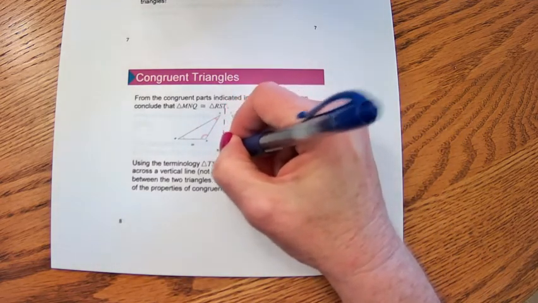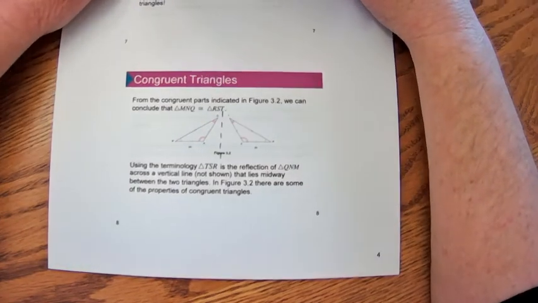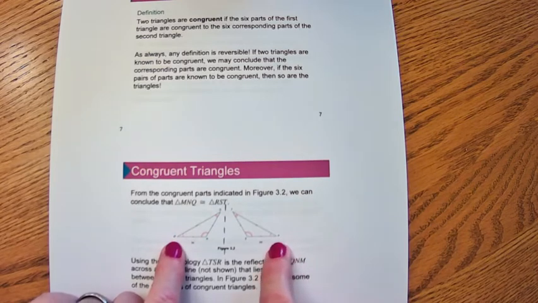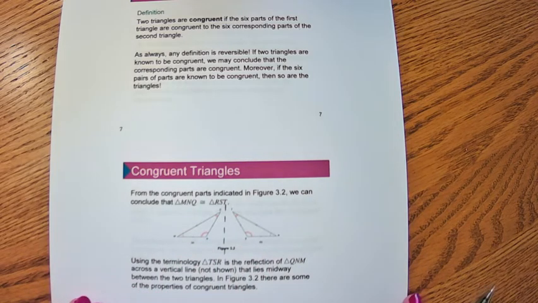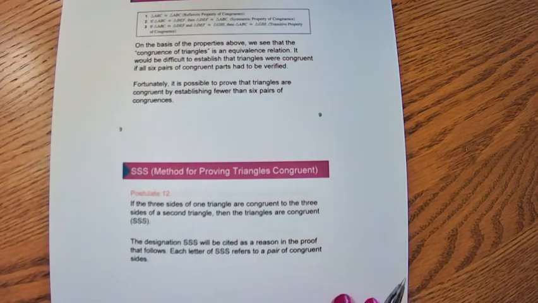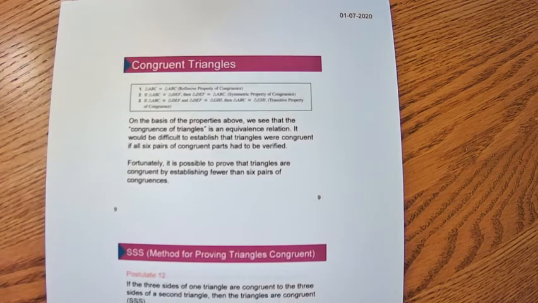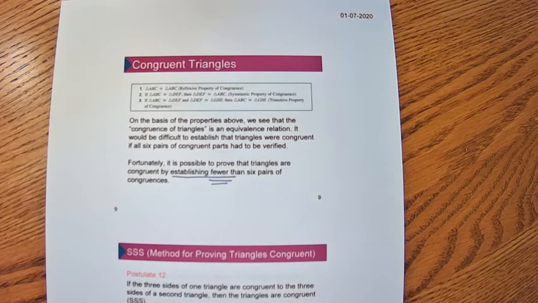These actually look like they are the reflections of each other across a vertical line, because angle M is congruent with angle R, and angle N is congruent with angle S. So all 6 parts of both triangles are going to be congruent, but we will only have to establish a fewer number than all 6 parts to prove that they're congruent.